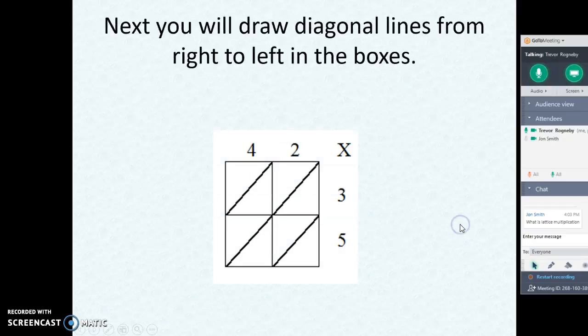After that, you're going to do diagonal lines. You're going to go from right to left inside of the boxes. And you're also going to extend a little bit past the bottom two to keep your numbers separated for each of your columns, we can call them.